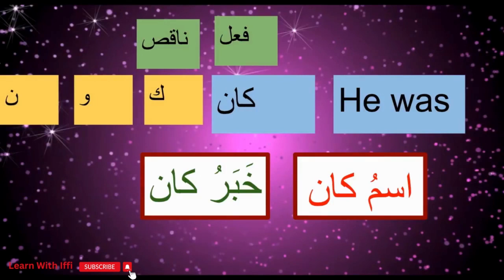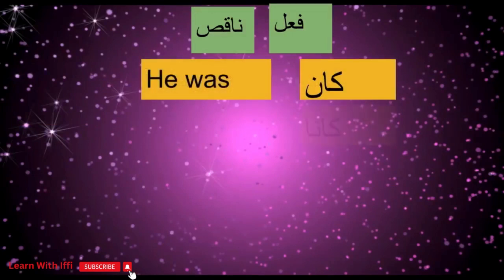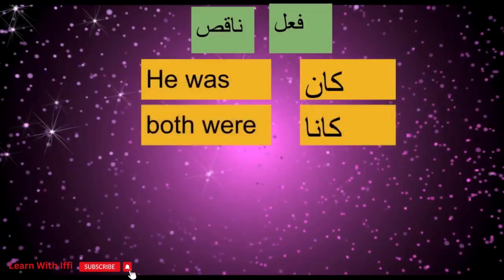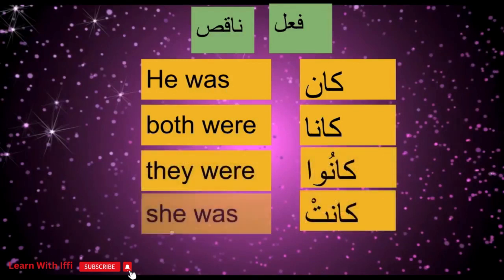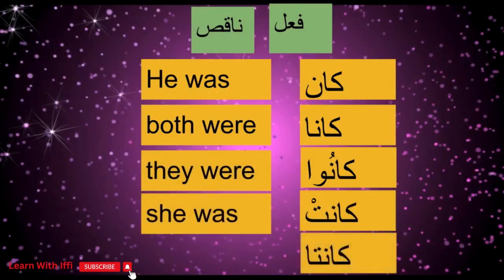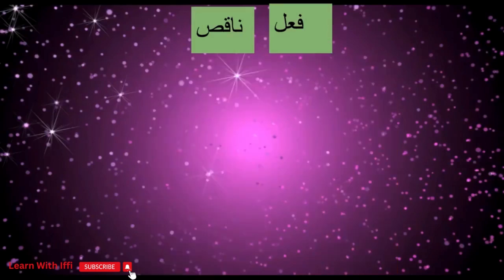How do we conjugate? We're not going to conjugate the full version because we'll do it in detail later. We'll do the first five: kana, he was; kana, they both were. If it is more than one, we say were; if it is single, we say was. Kanu means they were. Kanat means she was. Kanata, they both were, feminine. This is how we change. And from hunna, the forms will change; we're going to do it later, inshallah. So just one example.